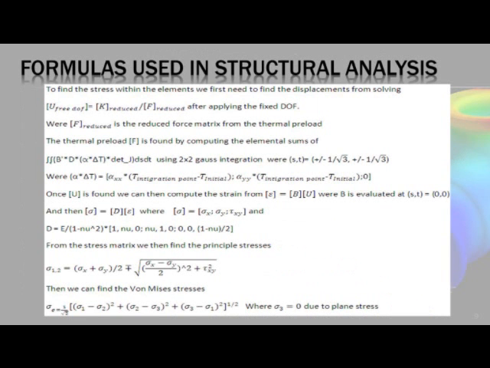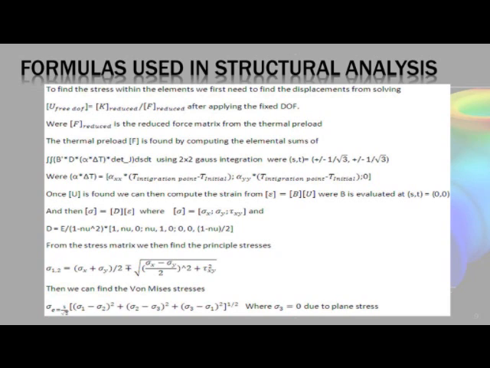To find the stresses within each element, we first need to find the displacements of each node. To do this, we need to calculate the force matrix from the thermal preload. The force matrix for each element is calculated using 2x2 Gauss integration of B transpose times D times alpha delta T times the determinant of J, where alpha delta T is the thermal expansion coefficient times the temperature at the integration point minus the initial temperature of the body.